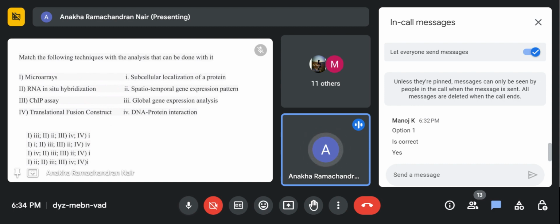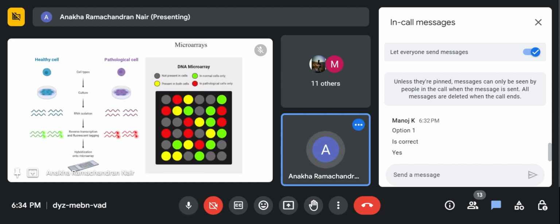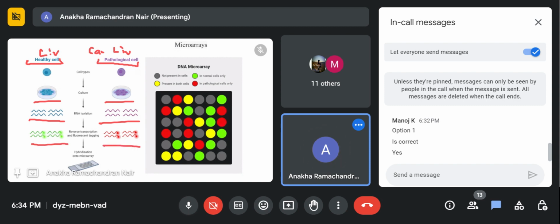Okay, so the first one is microarrays. So this is how a microarray works. Imagine you have healthy cells and you have pathological cells, that is disease cells, or maybe you can take the example of cancer cells. So this is healthy, maybe liver cells, and you have taken cancerous liver cells. What you do is you grow the cells in culture, you isolate the RNA and attach fluorescent probes to them, and then you do hybridization on a microarray.